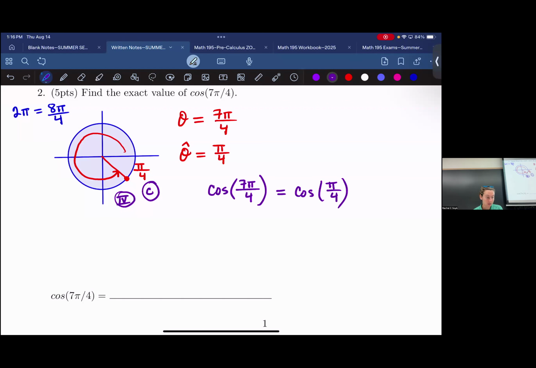And pi over 4, if you are more comfortable with degrees, is just 45 degrees. And what is cosine of 45? We need to calculate this. That's just the square root of 2 over 2. And we're done.